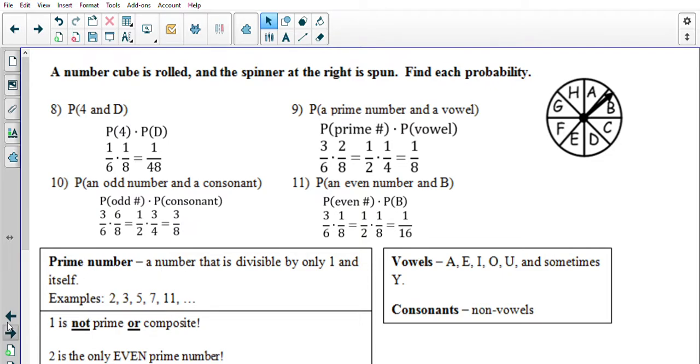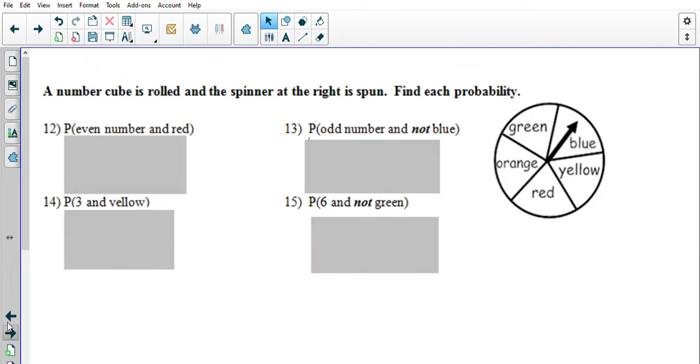All right, I think we have a couple more, and then we are going to go right into some independent practice for you, and then talk about some dependent probability questions. A number cube is rolled, and the spinner at the right is spun. Find each probability. Number 12, probability of an even number and red.